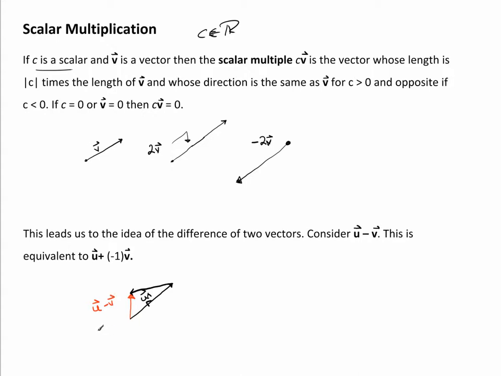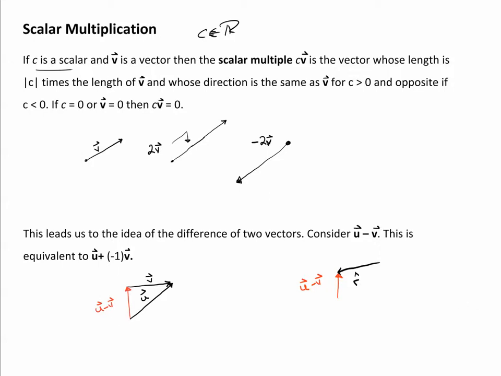Or another way I could have looked at this, let's see if I can grab this, put this over here for a second, and then I'm going to try to draw this vector v again. Another way I can think about this is if I simply take and put the heads together. That would then again give me the same vector, which is u minus v, which is u plus -1 times v.